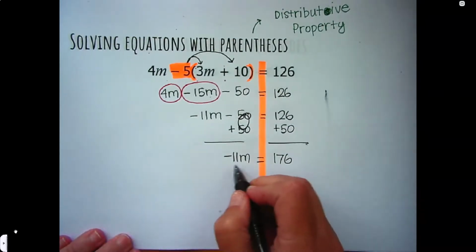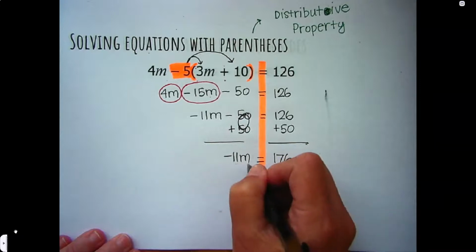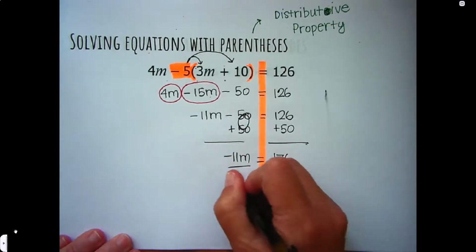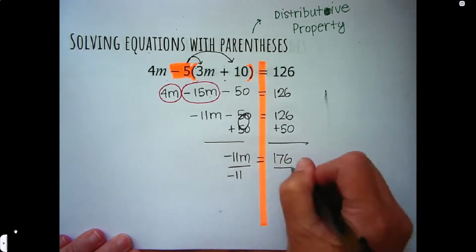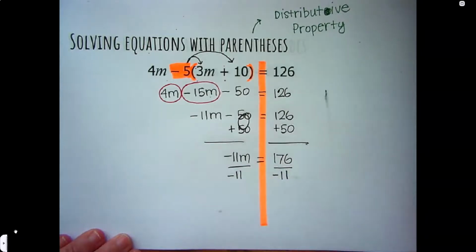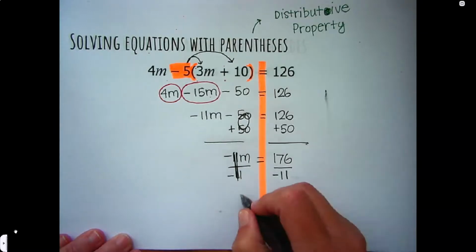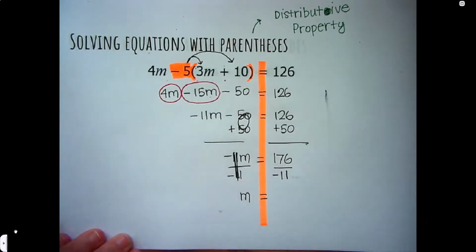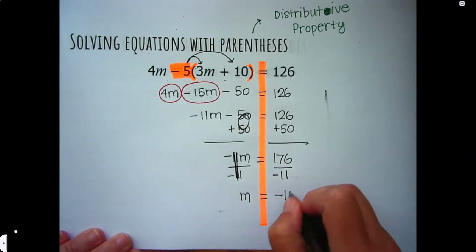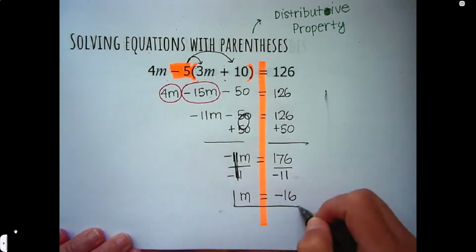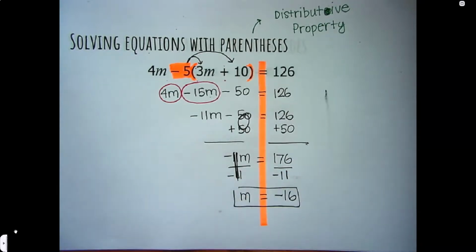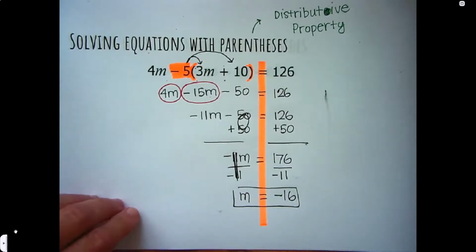And now I've got to cancel out that negative 11. It's negative 11 times m. So I'll do the opposite, which is dividing, and divide by that negative 11. That becomes a 1. So I get m equals, and we do 176 divided by negative 11, and that gives us a negative 16. So the m is a negative 16. So again, that's something that you've done.